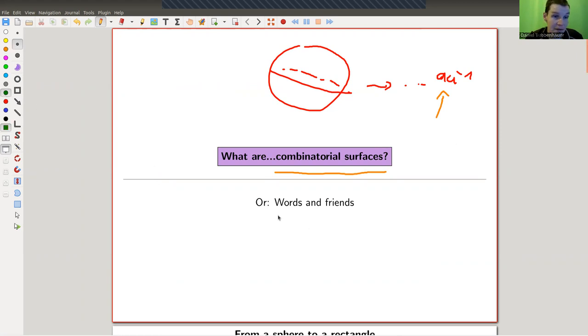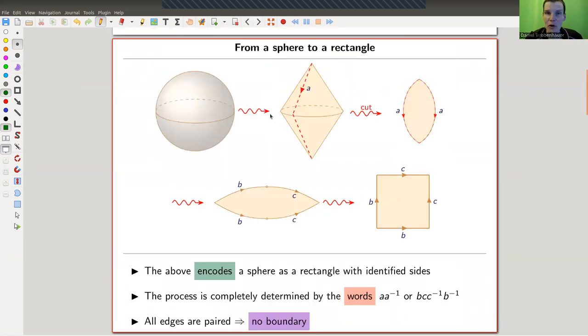So this time it's words and friends. We'll see. Let's start with the sphere. So as I said, the sphere is too complicated for me. Well, certainly it's the easiest closed surface, but we can make it even easier, which is really, really nice. So take the sphere, imagine that it looks a little bit like a cone and cut it open at A.